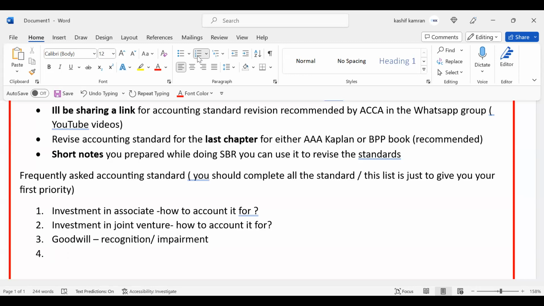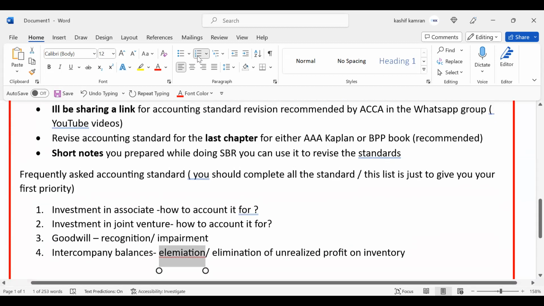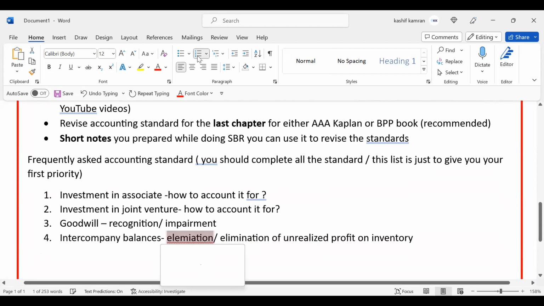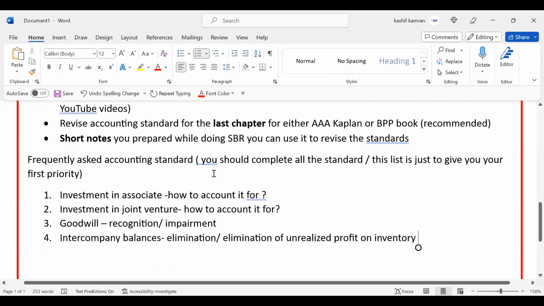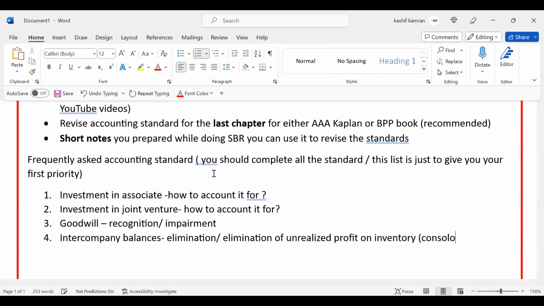Then you should know about intercompany balances, elimination of unrealized profit on inventory in the case of consolidation accounting. Okay, this is what you should know for consolidation.